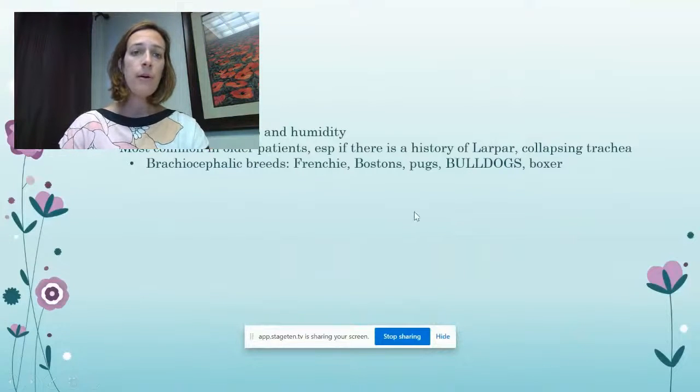And we've also talked about brachiocephalic breeds. So these are breeds that have a much smushier face, and their tracheas tend to be a lot smaller. The 4 to 5 most common ones that we see are the ones that I listed here, with bulldogs being a huge trigger for this.